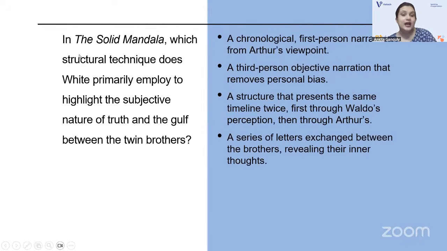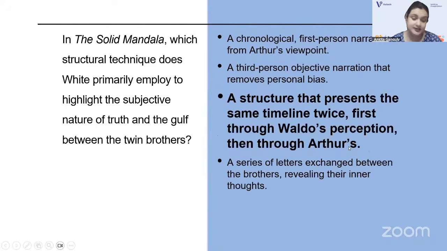Right. In The Solid Mandala, which structural technique does Patrick White primarily employ to highlight the subjective nature of truth, the gulf between the two brothers? Tell me. Is it a chronological first person narrative from Arthur's viewpoint? See, when you talk about subjective realities and subjective truths, chronological or linear narratives generally won't be used, right? A third person objective narration, again, wrong. If a work is talking about subjective realities, how can the narration be objective? A structure that presents the same timeline twice, first through Waldo's perception, then through Arthur's. This is correct, right?